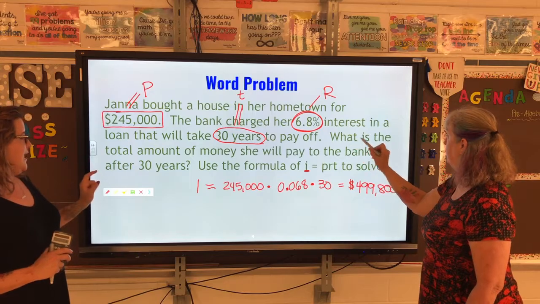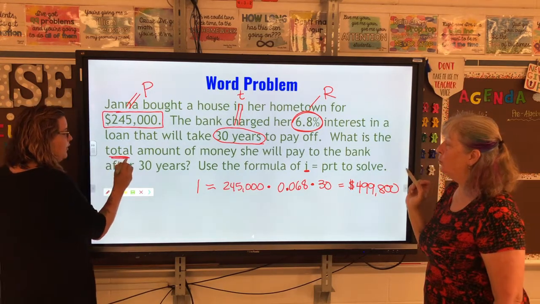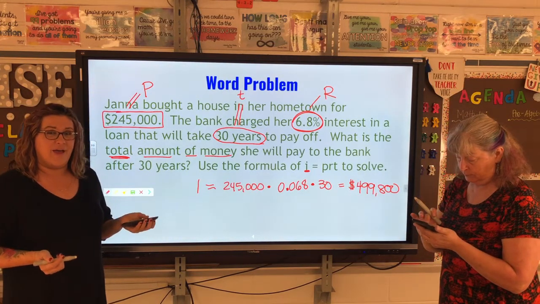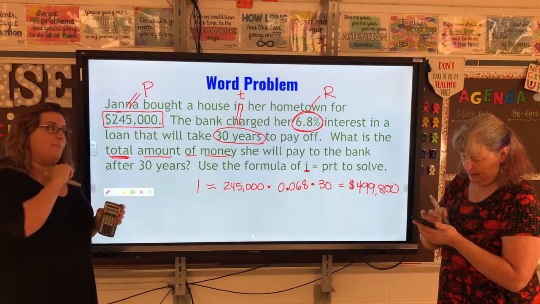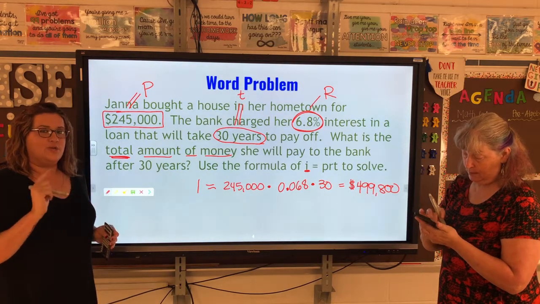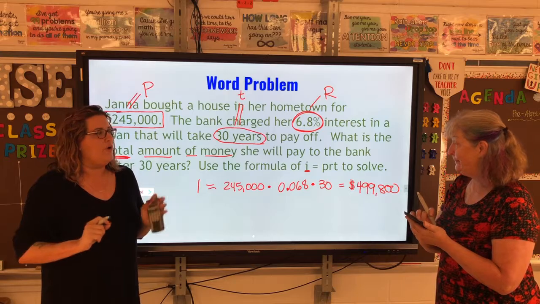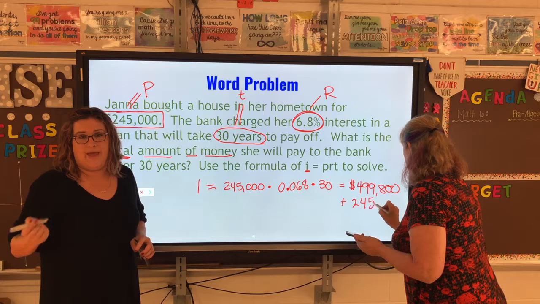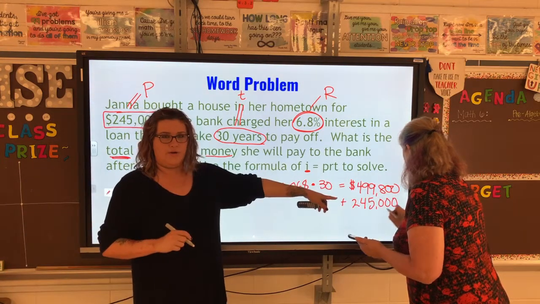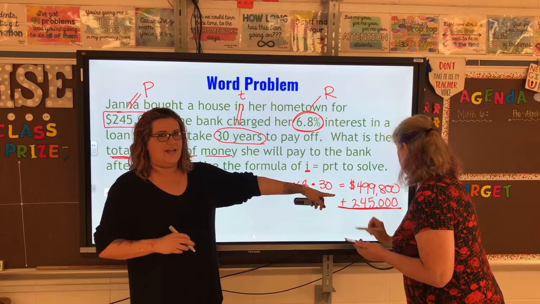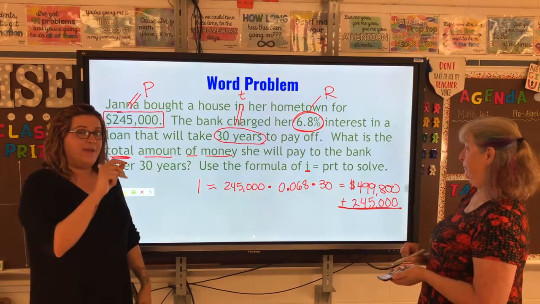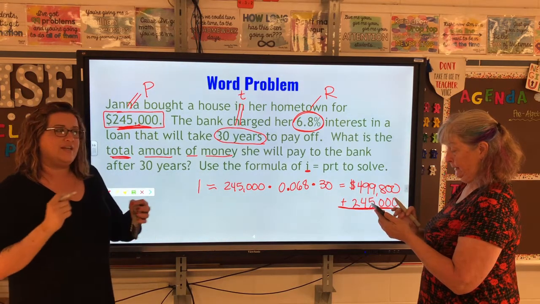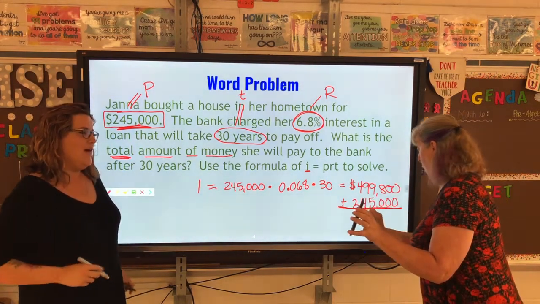The question says, what is the total amount of money, right? She still has to pay back that $245,000. So I have to add that money back into the interest cost, right? So you have to be careful with these problems. If the problem was, how much interest will she pay? Well, we answered that with our $499,800. How much does she have to pay back to the bank? They're not going to forgive this original principal. So you have to add that back in.